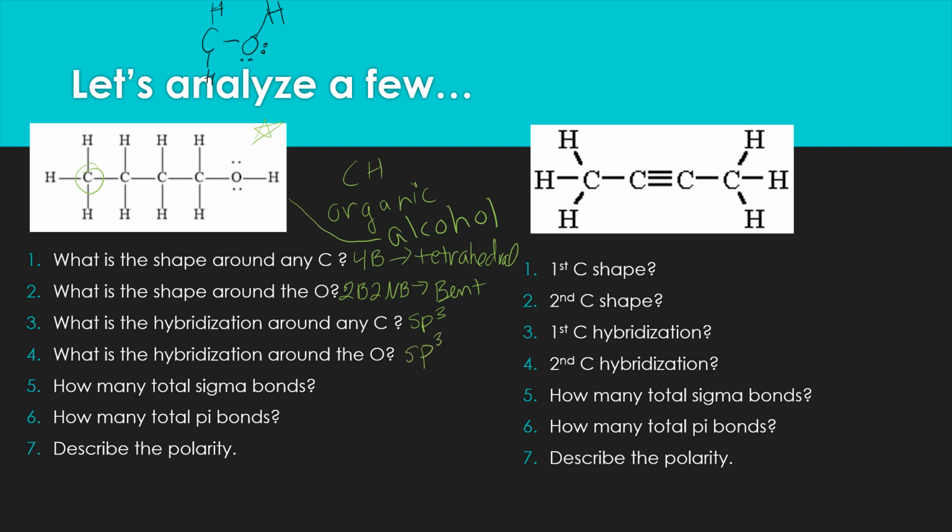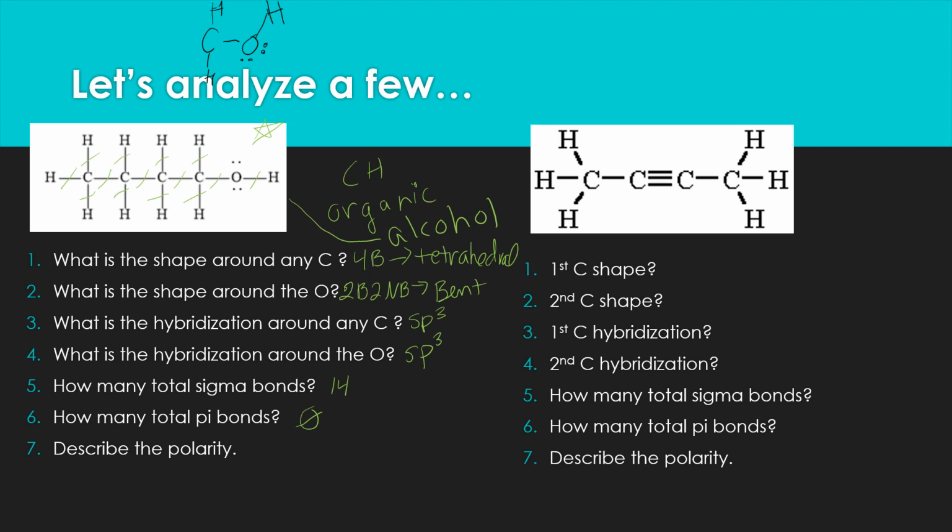All right, our total sigma bonds. Remember, sigma bonds are all the single bonds and one of a double or triple bond. So if I count my bonds, I've got 1, 2, 3, 4, 5, 6, 7, 8, 9, 10, 11, 12, 13, 14 bonds there. So we would have 14 sigma bonds. And then pi bonds, we don't have any double or triple bonds, so there's going to be no pi bonds on this, 0 pi bonds. I'm going to take the sigma off.